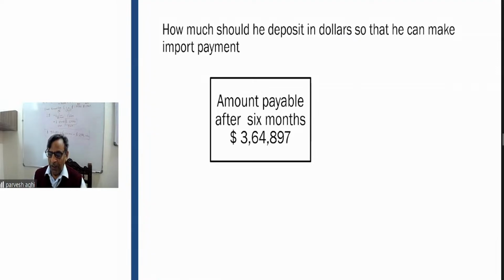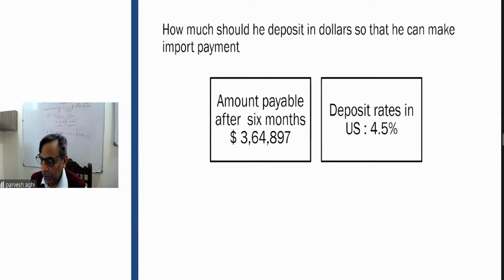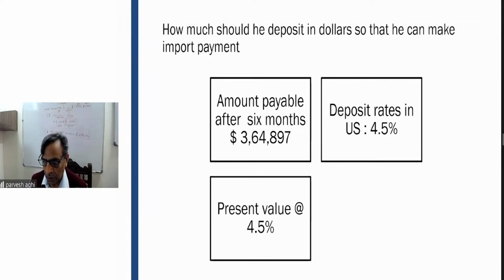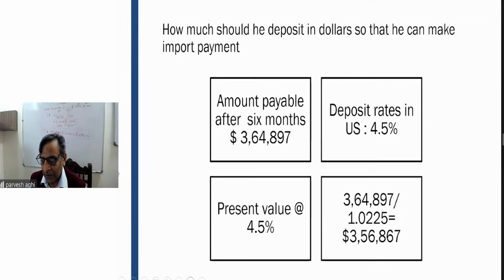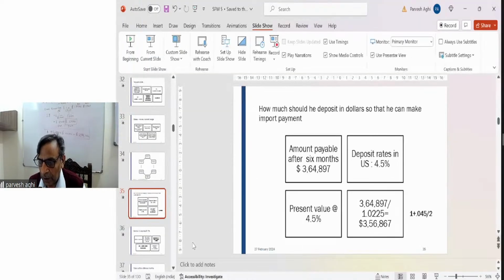So the amount payable after 6 months, how much should he deposit in dollars so that he can make the import payment? That is the first question. The amount payable after 6 months is this much. Deposit rates we know in US are 4.5%. So he needs to deposit some money so that it becomes 3,64,000. Okay, first we will do this. If we take 3,64,897 and divide by 1.0225, which is 4.5% for 6 months, we have applied the formula here.